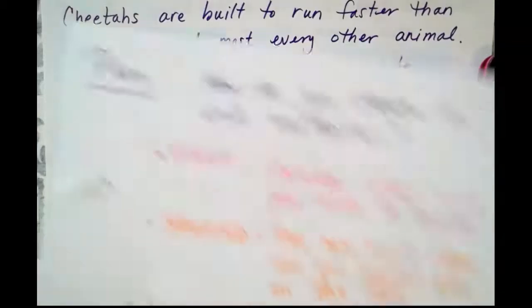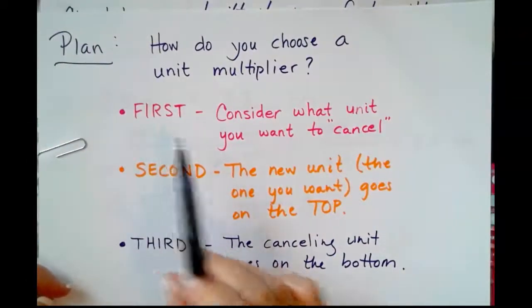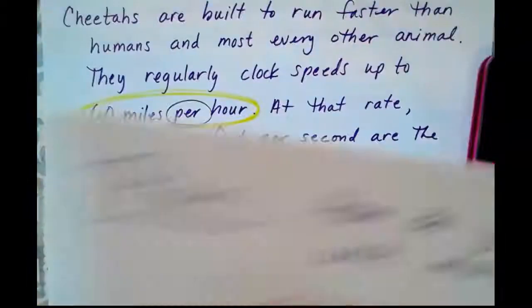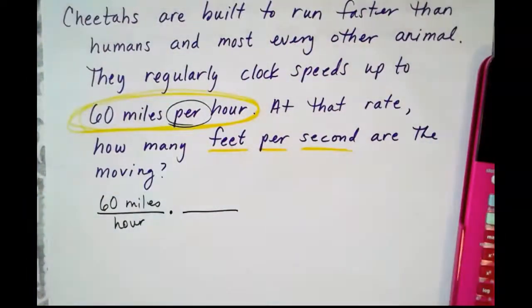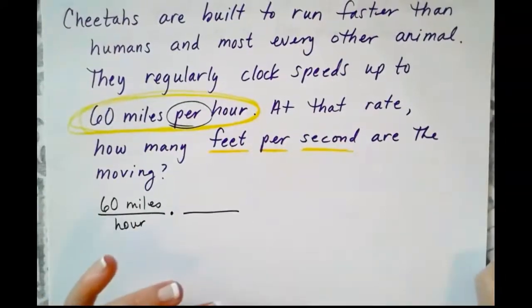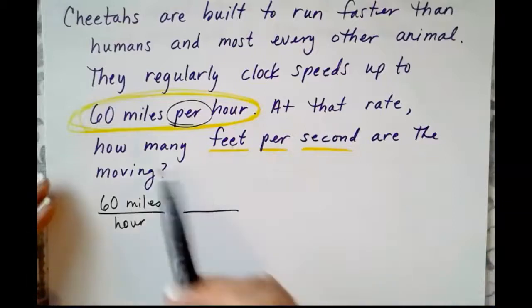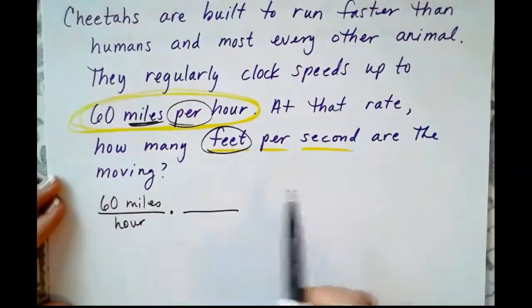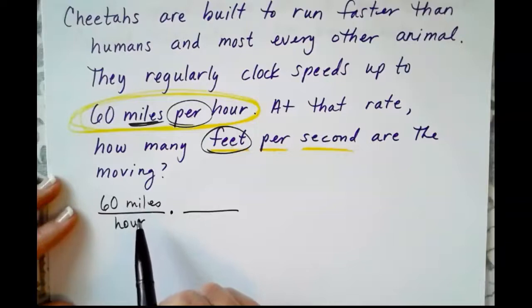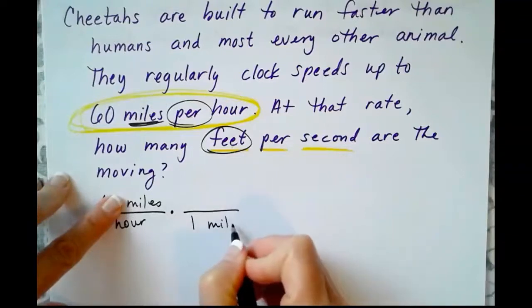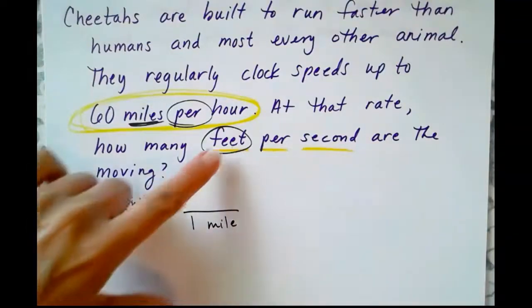So here's from the previous video. Remember, plan first, consider what you want to cancel. Second, the new unit that you want needs to go on the top, and what you're canceling needs to go on the bottom. Well, this has multiple units, so we can't stick to that simplistic plan as it is written, but we've got to think about what do we want to get rid of first. So if we're going from miles to feet, why don't we get rid of miles first? So if we want to get rid of miles, if miles is on the top, we need mile on the bottom. We're going to feet.